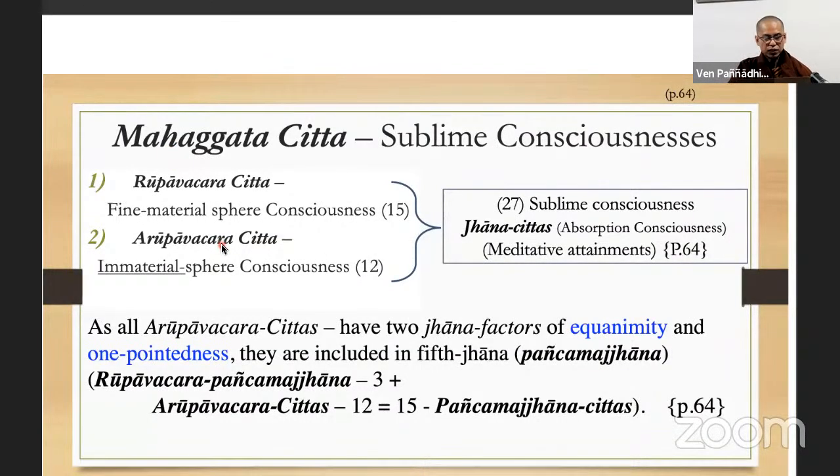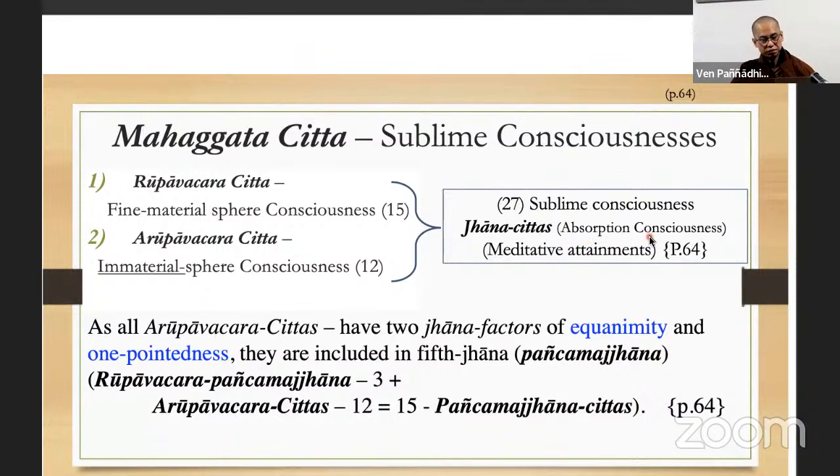Okay, so here, if we count the Rūpāvacara Citta 15 and Arūpāvacara Citta 12 together, we call it the sublime consciousness, Mahakata Citta, or jhana citta. Before that, there is only the sense sphere. Sense sphere is not jhana. So after practicing the meditation, samatha concentration practice, the attainment of jhana comes. Only 27. So this is called jhana.